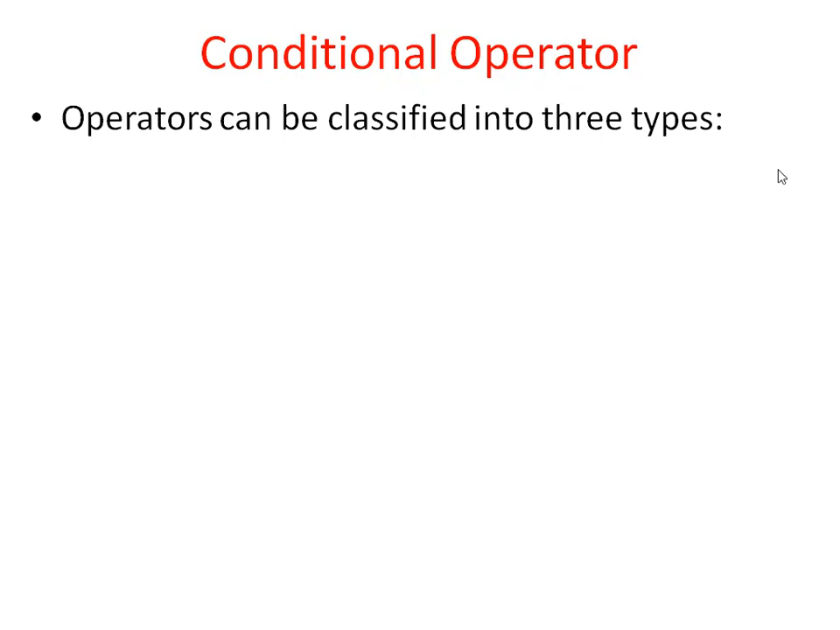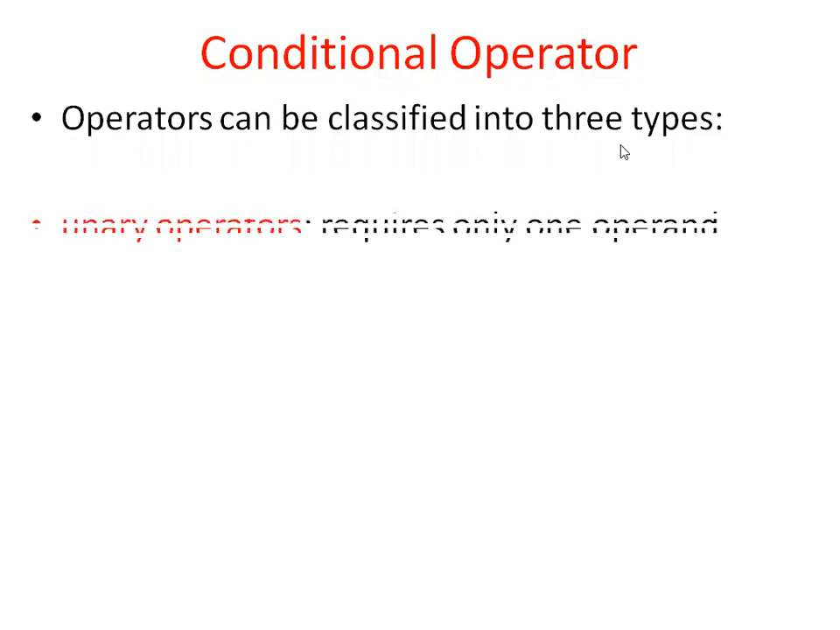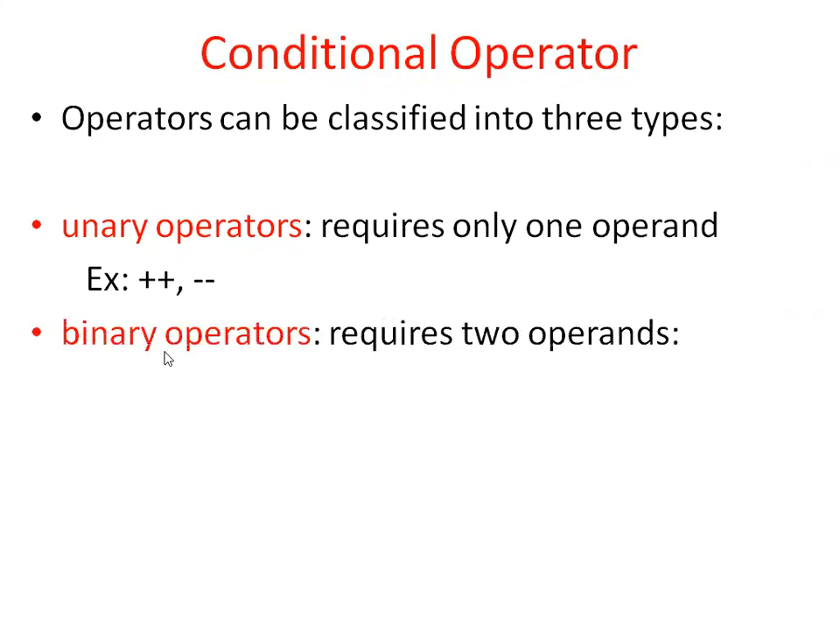classify operators. Operators can be classified into three types based on the number of operands they contain. The first one is unary operators. They require only one operand. Examples are the increment operator, decrement operator, and unary minus operator. All these operators require a single operand. That's why they are called unary operators.